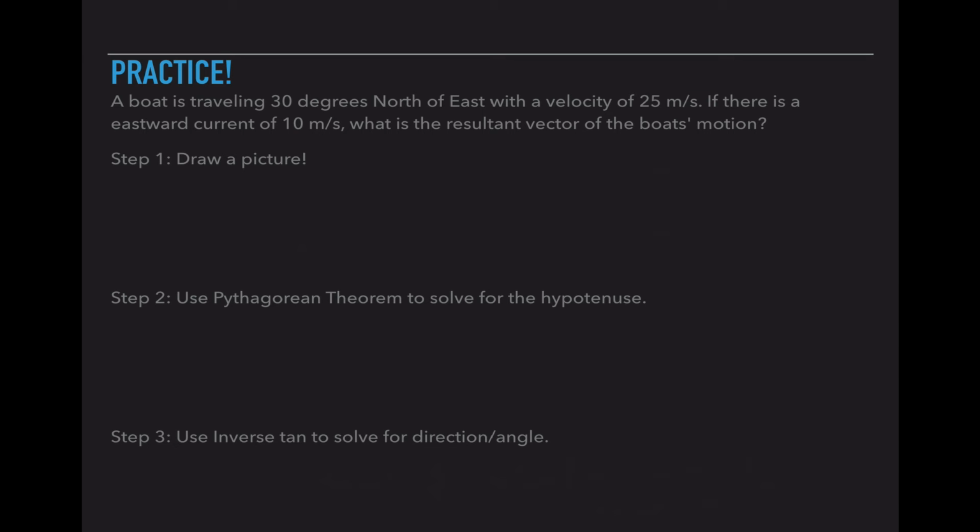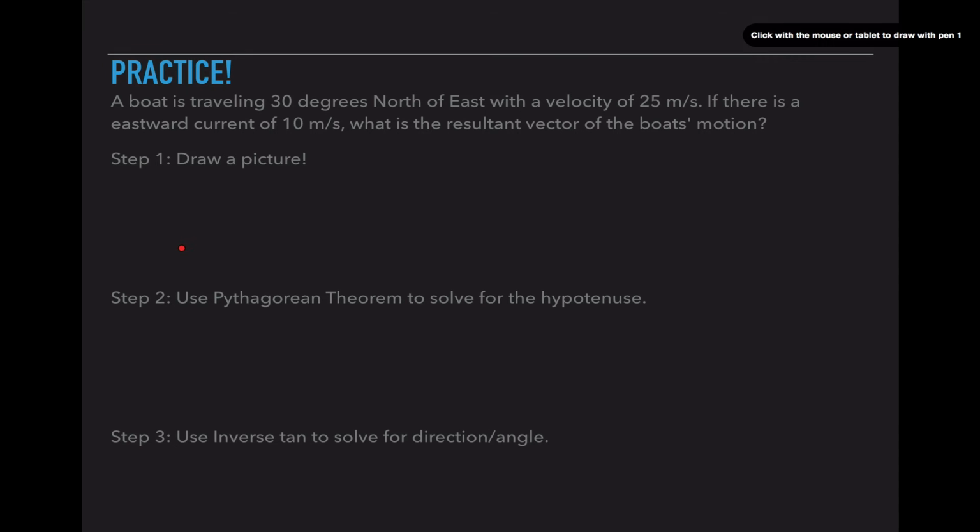One more practice problem. A boat is traveling 30 degrees north of east with a velocity of 25 meters per second. If there is an eastward current of 10 meters per second, what is the resultant vector of the boat's motion? So this is a little bit trickier. So first we're going to draw a picture. The issue with this example is we have two different velocity vectors that are occurring in two different directions, but one of them is already at an angle, so they're not going to be perfectly perpendicular.